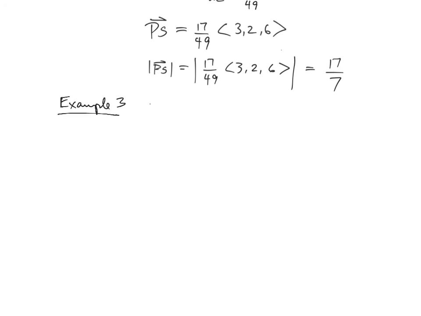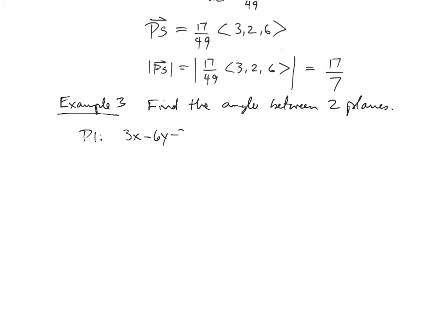Find the angle between two planes. Say plane 1 is 3x minus 6y minus 2z is equal to 15. And the second plane, P2, is 2x plus y minus 2z is equal to 5. Okay, so we've got two planes in three-dimensional space, and we want to know what the angle between them is.